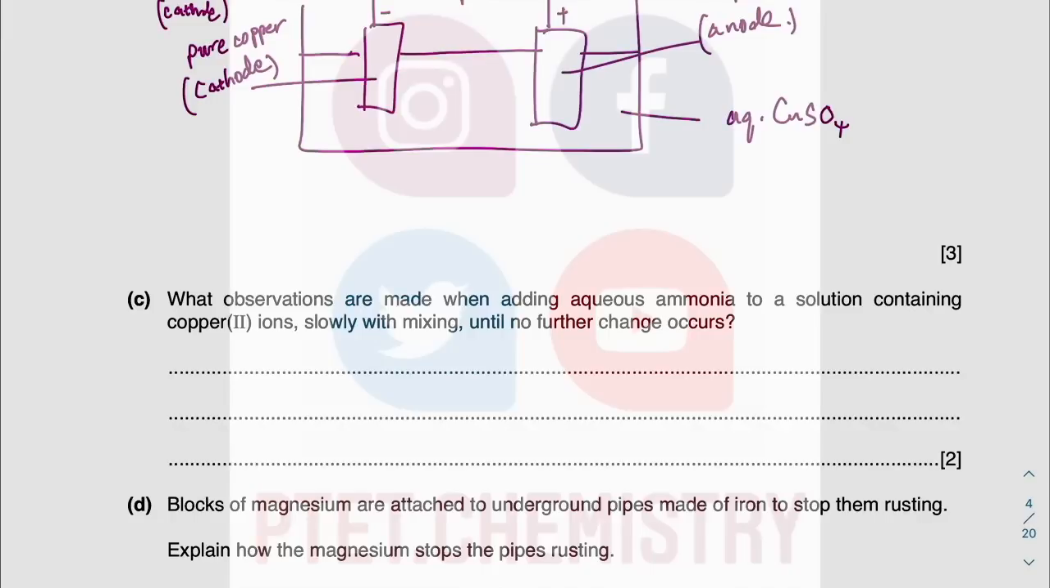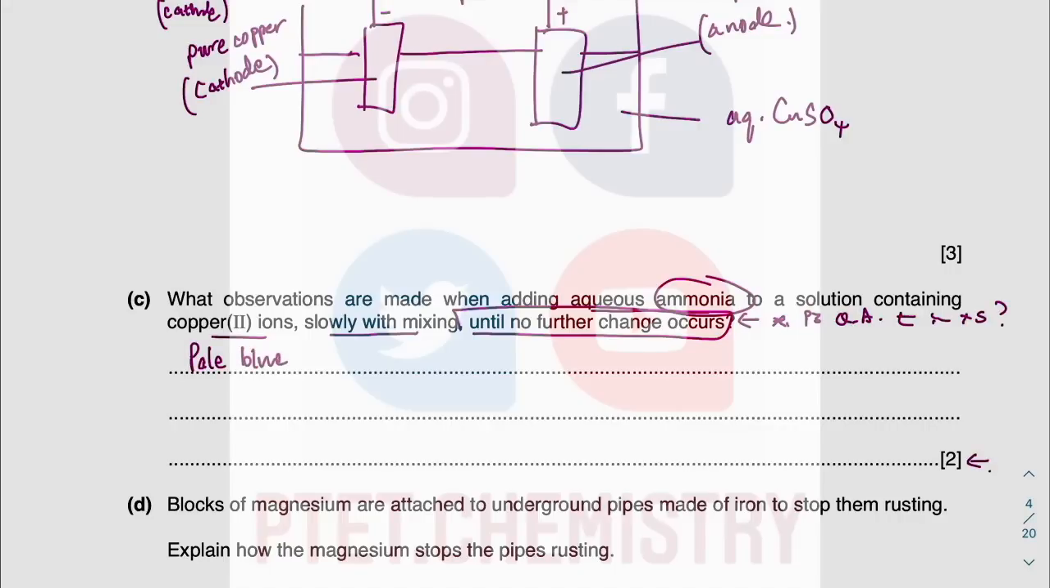Anyway, so what observations are made when you add aqueous ammonia to copper(II) ions slowly with mixing until no further change occurs? Until no further change occurs, you should know that with ammonia or with sodium hydroxide in qualitative analysis, you have to think about what happens in excess. That's why it's not just the first thing that happens. So the pale blue precipitate will form. You know that's the first thing that will happen, right?